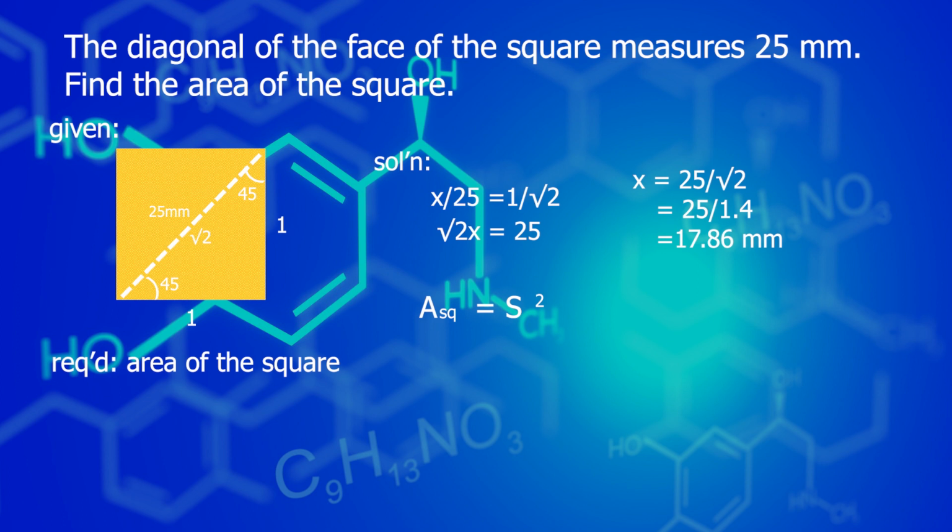Since we are asked to get the area of the square, we substitute this value of 17.86 millimeters to A equals S squared. So we have area of the square equals 17.86 millimeters squared. So the final answer is the area of the square is 318.98 millimeters squared.